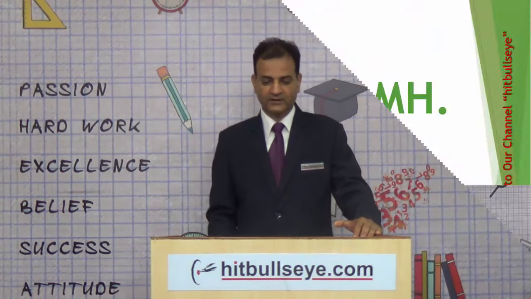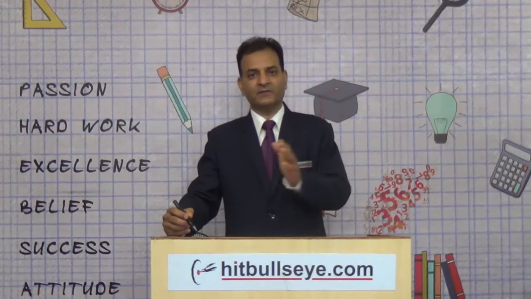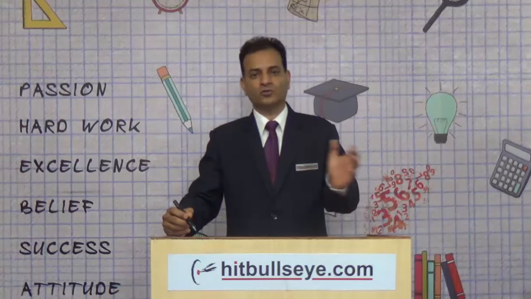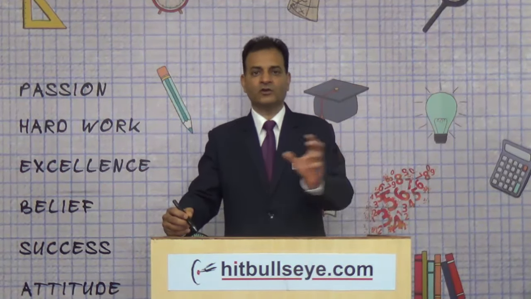There is no section in the CET Maharashtra exam. So, the overview of data interpretation and data sufficiency: the total number of questions were between 18 to 22, and each question carries 1 mark. Students, there is no negative marking in the CET Maharashtra exam. Questions are random, there is no section. Total 200 questions are there. Out of 200, data interpretation and DS was 18 to 22.